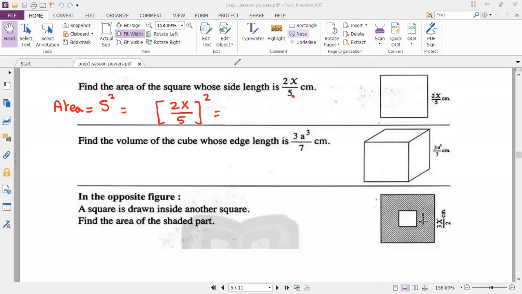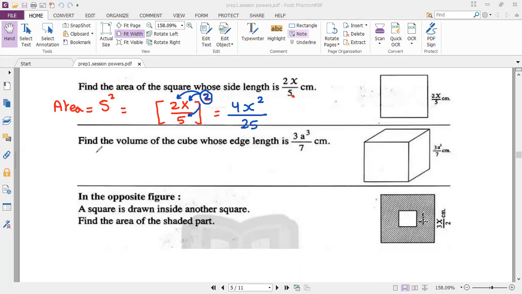2 raised to the power of 2 equals 4, because this power is distributed on all terms here. So 2 raised to the power of 2 is 4, and x raised to the power of 2, so it's x to the power of 2, divided by 5 raised to the power of 2, it's 25.